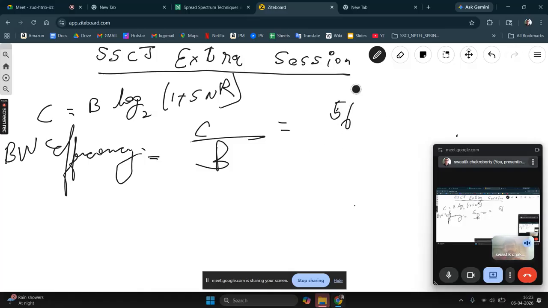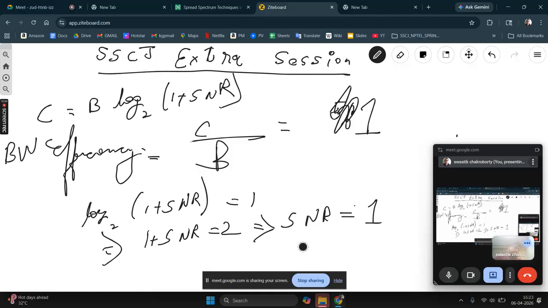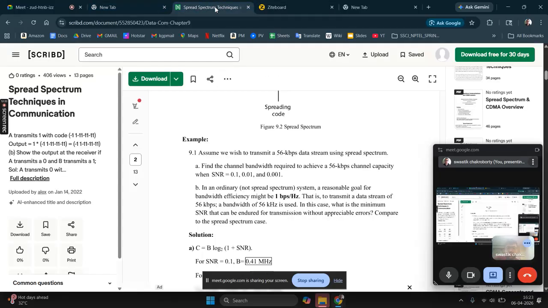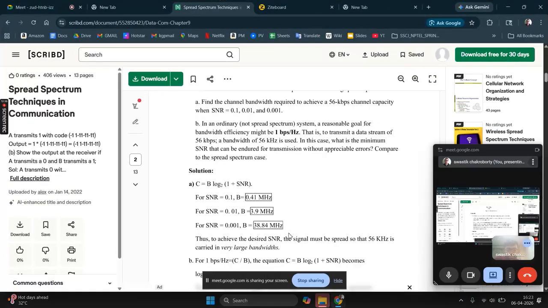So the bandwidth efficiency here, they have demanded bandwidth efficiency to be 1. So log base 2 of 1 plus SNR has to be 1. That means 1 plus SNR has to be 2. So SNR has to be 1. So SNR 1 means your bandwidth efficiency is 1. SNR and bandwidth efficiency are directly related. So SNR has to be 1, or in decibel terms 0 dB.